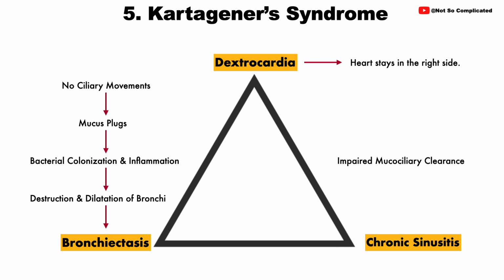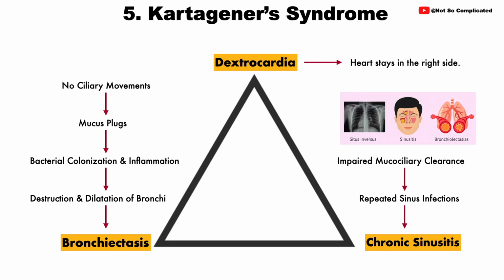And chronic sinusitis is very easy: impaired mucociliary clearance will be there, that will cause repeated sinus infections, and that will lead to chronic sinusitis. All right, so this is the triad right here. So here is situs inversus instead of dextrocardia. If the heart is on the right side, that is dextrocardia, but there can be a condition where the entire visceral organs are on the alternate side. All right, so the liver is on the left side, that is situs inversus. So that is Kartagener syndrome.